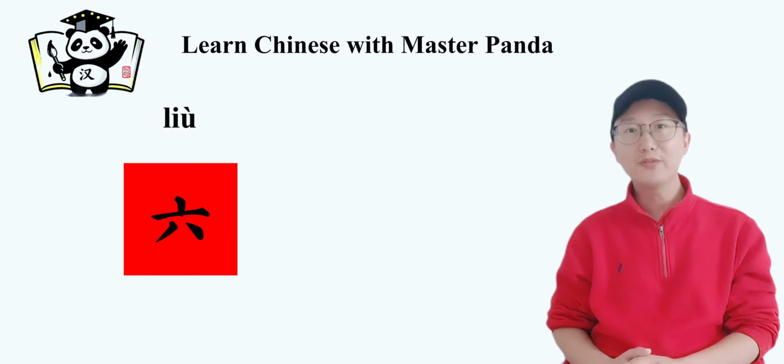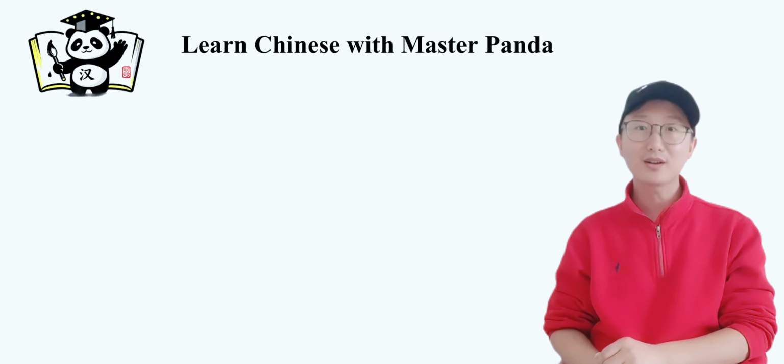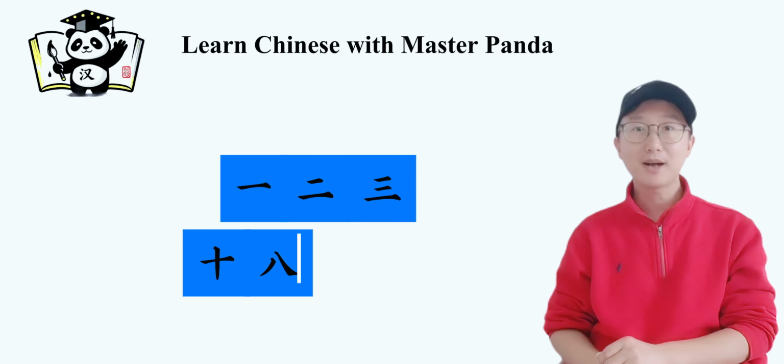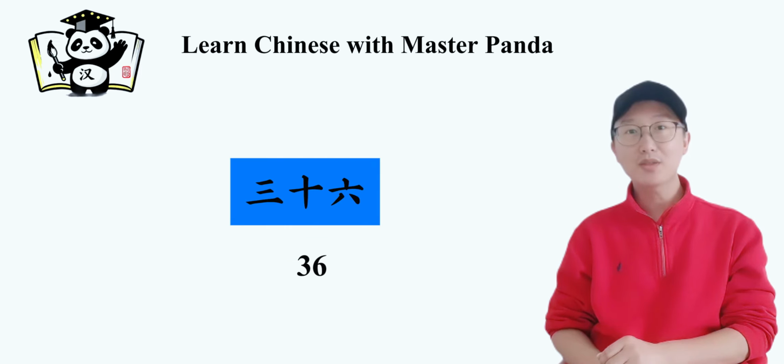The second character is liu. The ancient form of liu resembled a simple house. Today, it is primarily used as the number 6. So far, we have learned 1, 2, 3, 10, 8, 千, 6. 7 numbers in total. Let's form some new numbers. 36, 68, 6000.